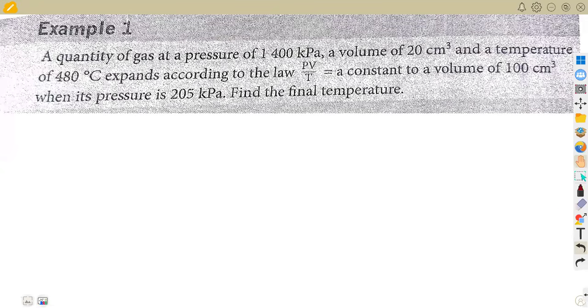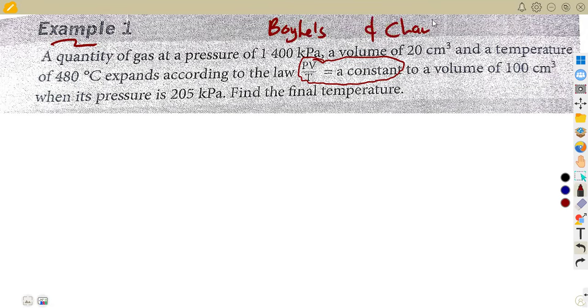If we check another question that we are given, this is now a combination. If you check PV over T is equal to a constant. This is the combination of both. Remember, we said we can combine both our Boyle's law and the Charles's law. So this is actually a combination of both.